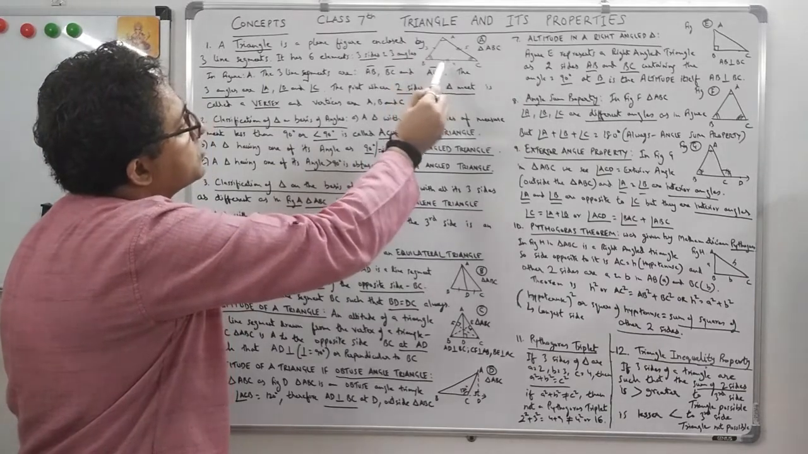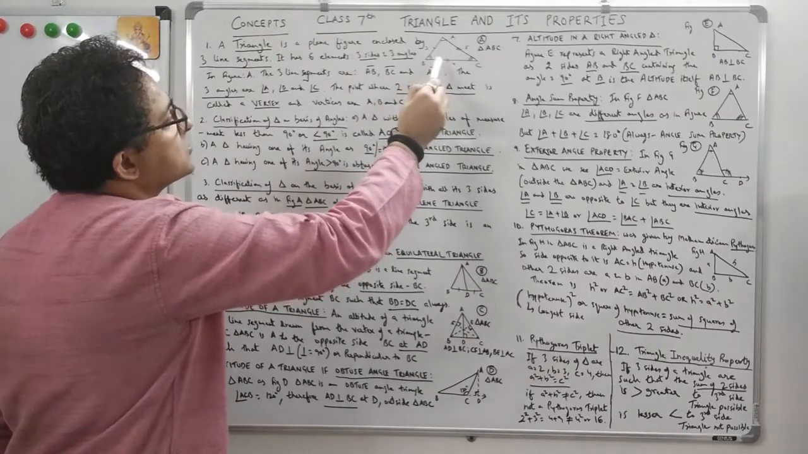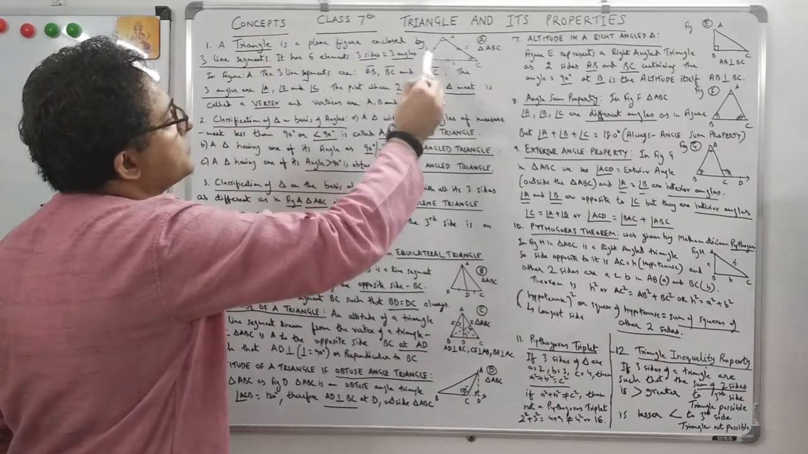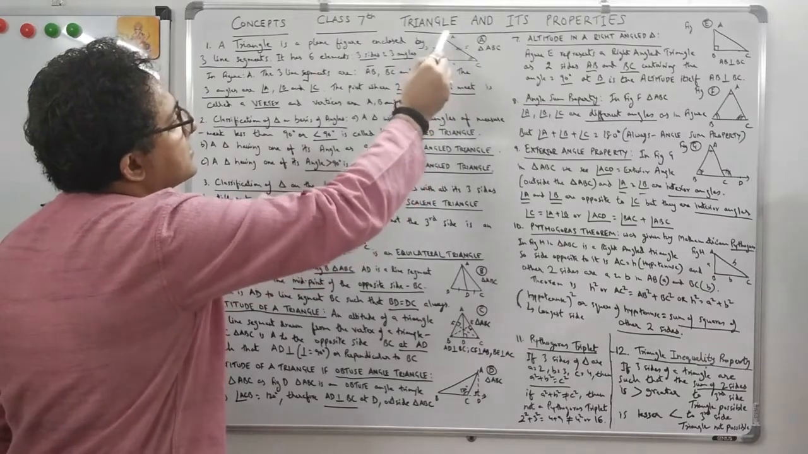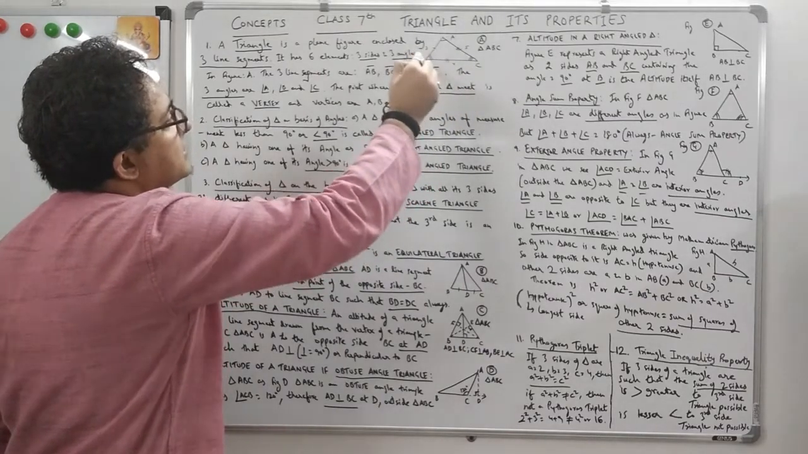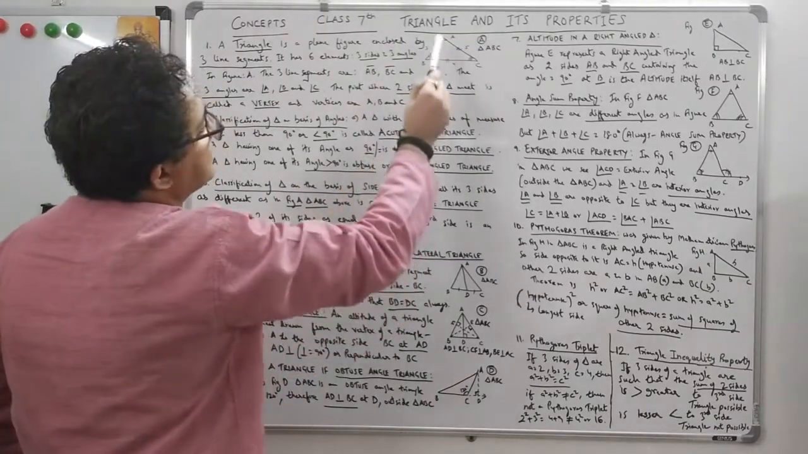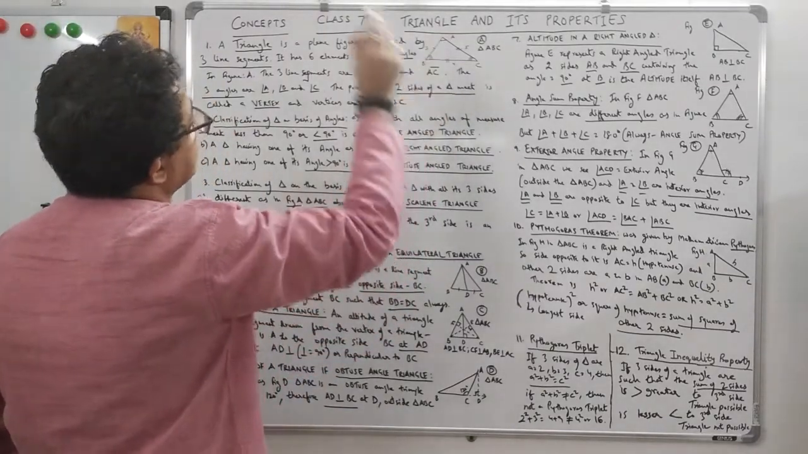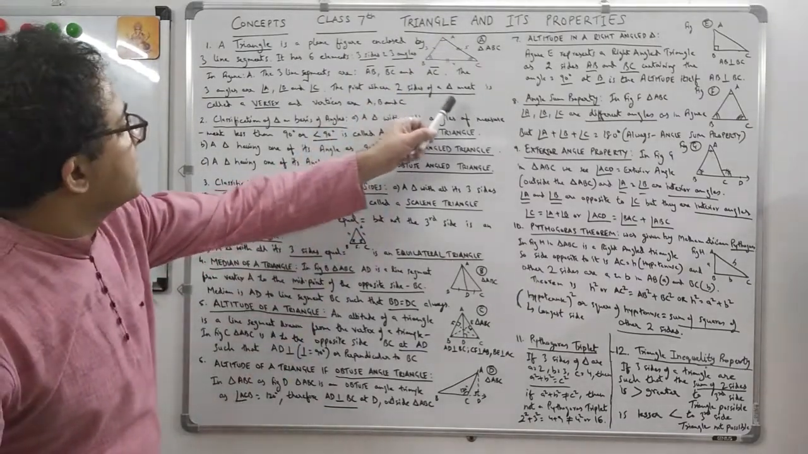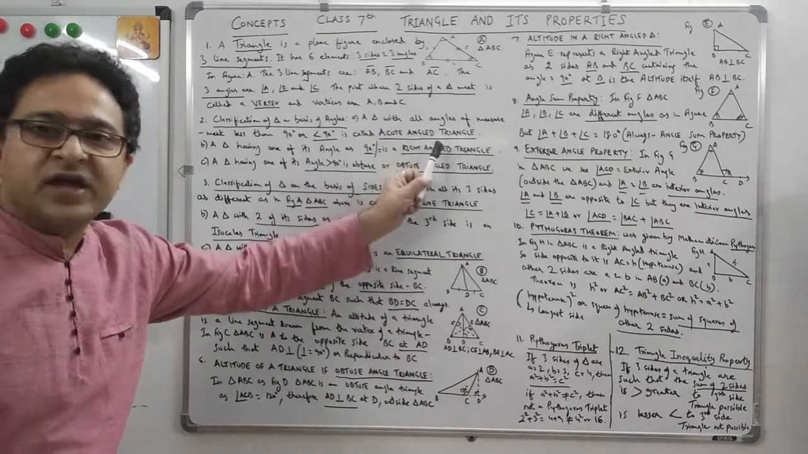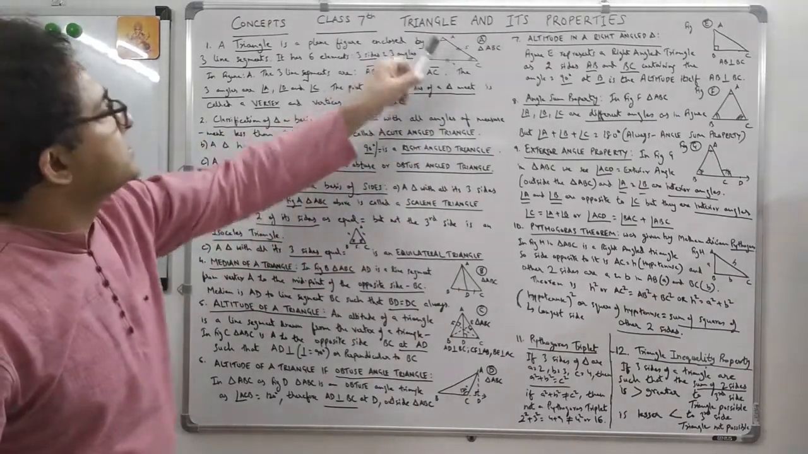So what are the 2 sides? You can take any 2 sides. Say you take BC and AB, they are meeting at B, and the sides AC and AB are meeting at A. So this is the vertex. What is it? The point where 2 sides of a triangle meet is called a vertex, and the vertices are A, B, C.